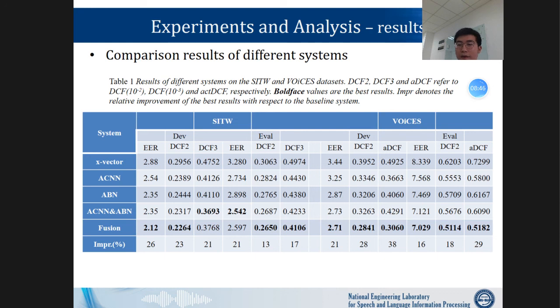The combination of ACNN and ABN can obtain some further performance improvement over the ACNN and ABN systems, especially on the SITW dataset. Among all of the above systems, the fused system achieves the best performance, especially in terms of the act DCF, which improves over the baseline by nearly 38% and 29% on the development set and the evaluation set of VOiCES, respectively.